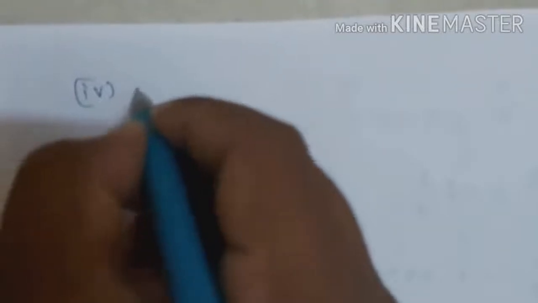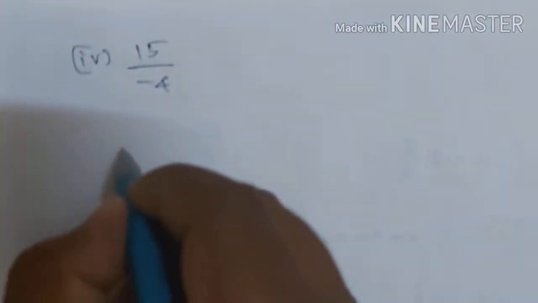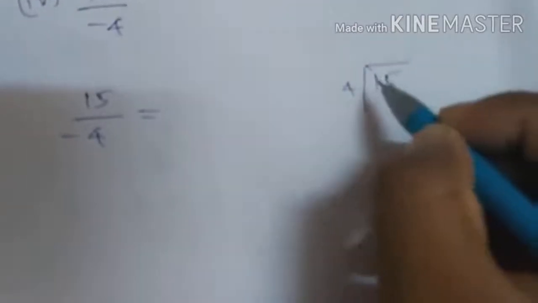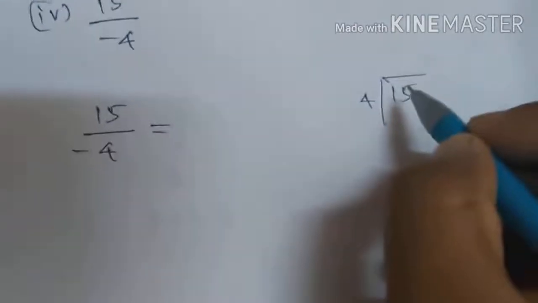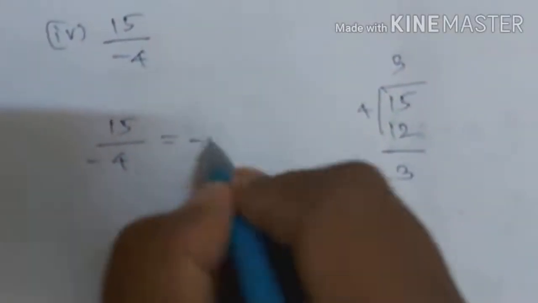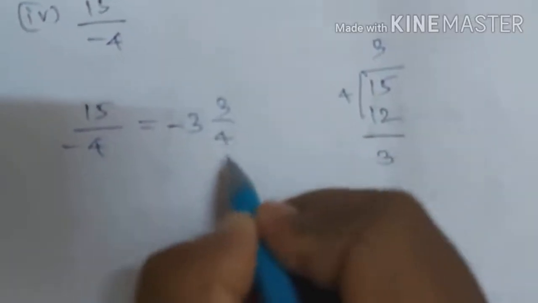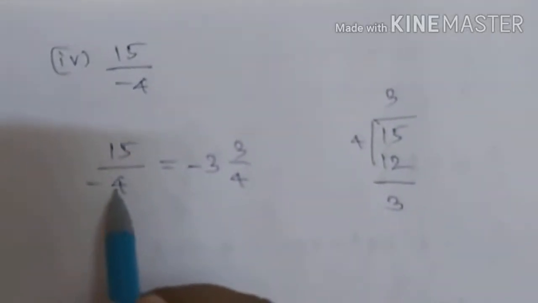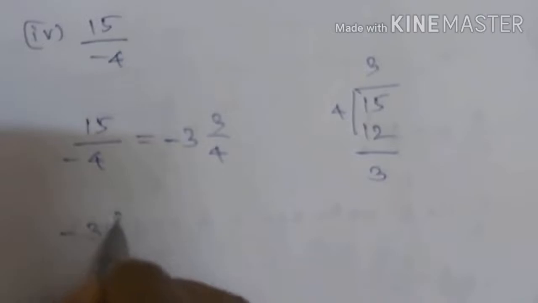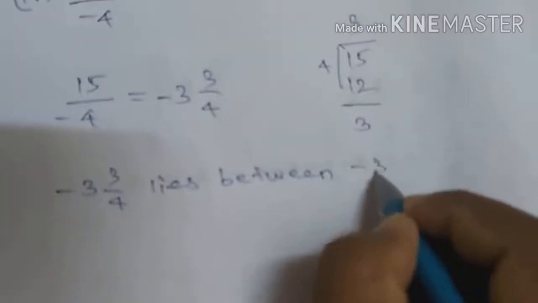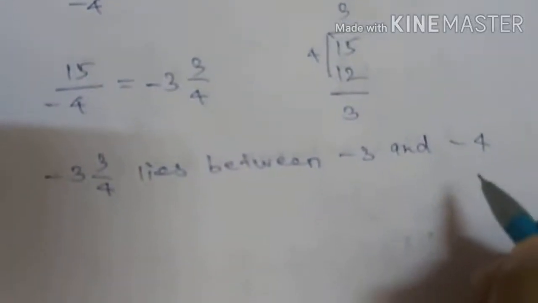Now the fourth one. In the same manner, check the value -15/4. The same procedure: change the value to minus 15/4, equal to how many times the 4 table. 3 fours are 12, remaining value 3. So minus 3 3/4 lies between -3 and -4. The unit part between -3 and -4 is divided into 4 parts.